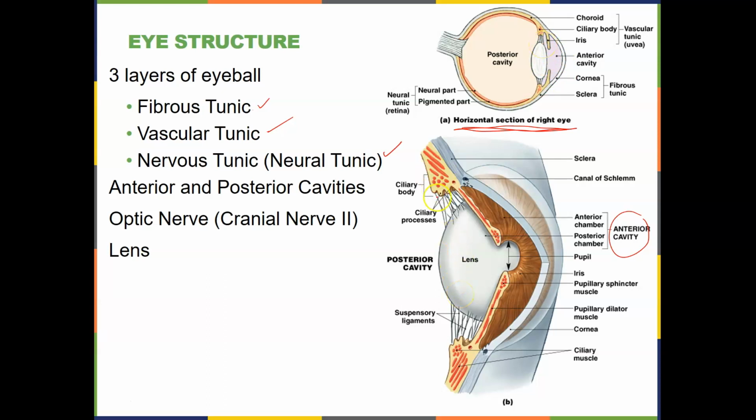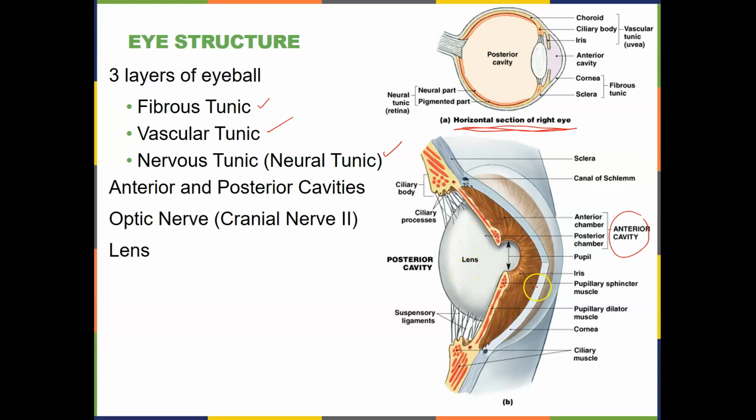The ciliary body is a part of the focusing mechanism of the lens. The ciliary body and ciliary processes are going to have muscle and connective tissue that pull on the lens to help focus. Suspensory ligaments are the connective tissue associated with the ciliary processes. Ciliary muscles contract to pull on the suspensory ligaments, which then change the shape of the lens.